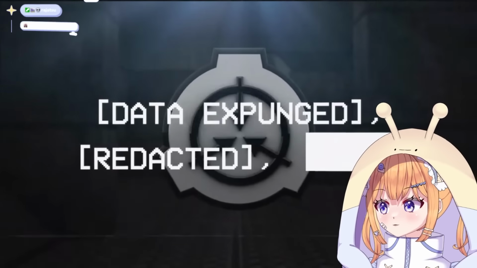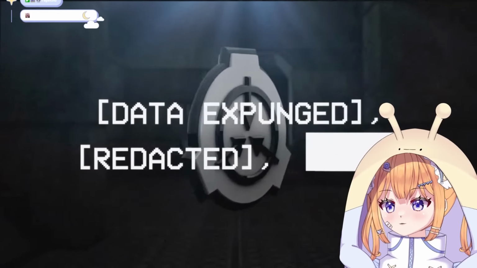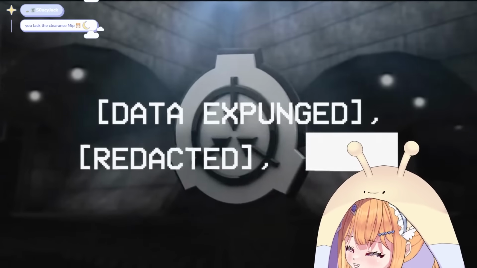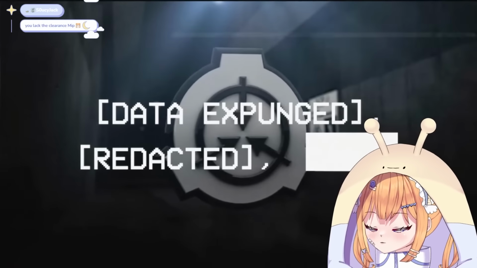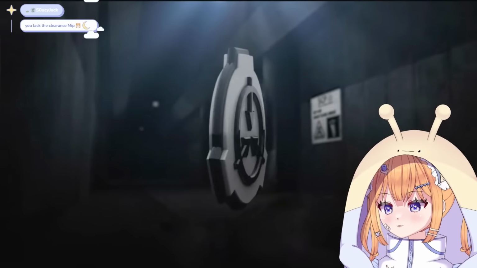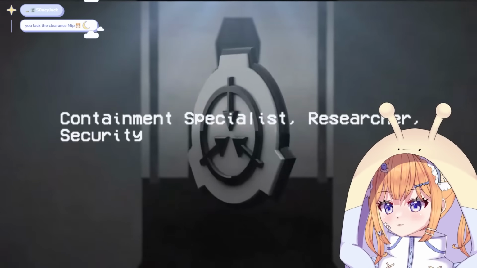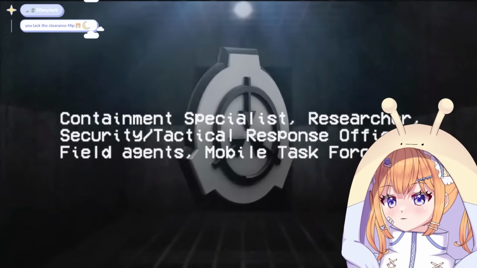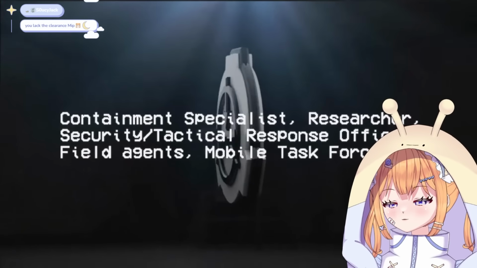It adds an element of horror through absence that is classic to the SCP fandom. For a great example of how security clearance levels can be used, read SCP-2317. There are also many types of workers in the Foundation. Among them, we have containment specialists, researchers, and security tactical response officers.